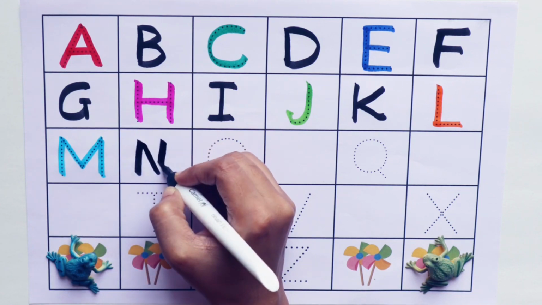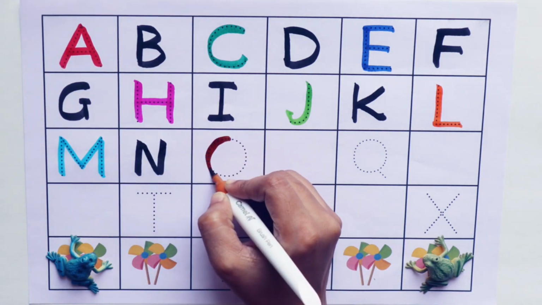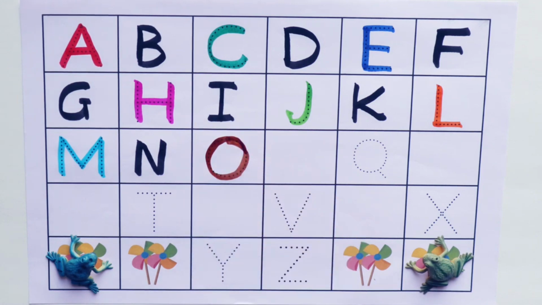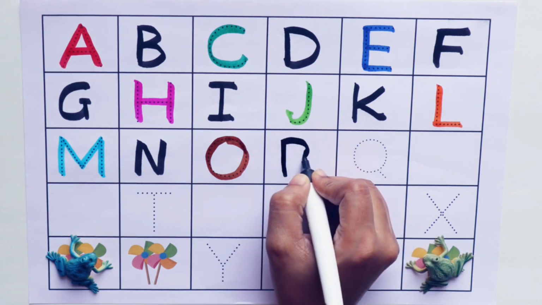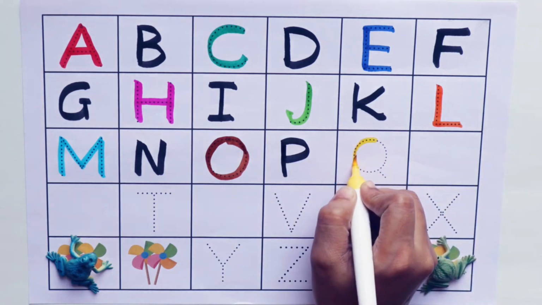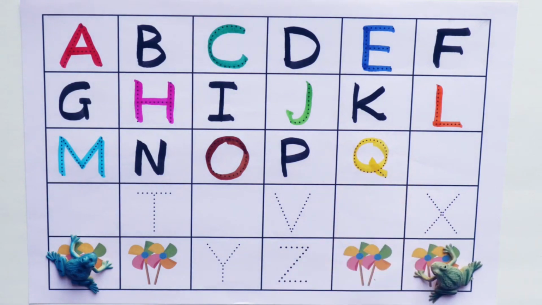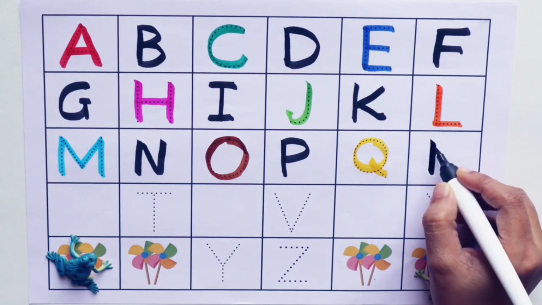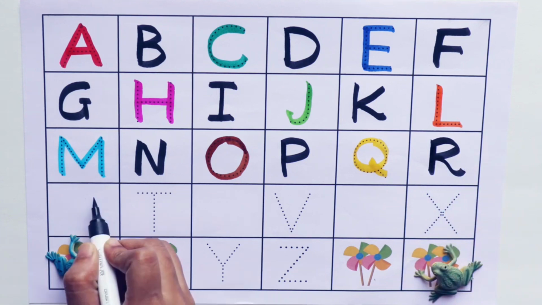N. O. After O, there is P. Then Q. Then R. R for rat.